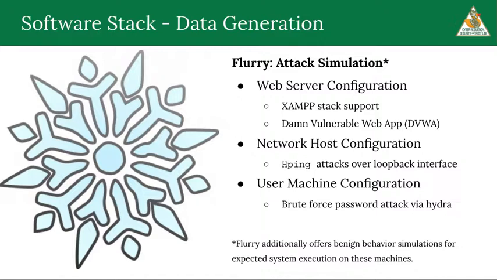So here I have some details about what exactly each of those components runs on in terms of software. So the web server uses XAMPP stack support and runs the Damn Vulnerable Web App. And on that we have some exploitations like cross-site scripting and SQL injection and command line injection. And then we also have a network host configuration where we use hping attacks over the loopback interface to do things like DDoS, data exfiltration, and opening backdoors and doing remote code execution. We also have a user machine configuration where we do a brute force password attack.